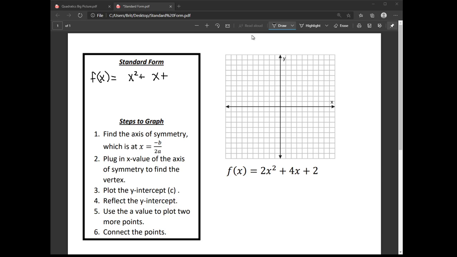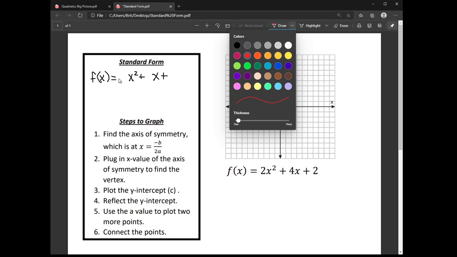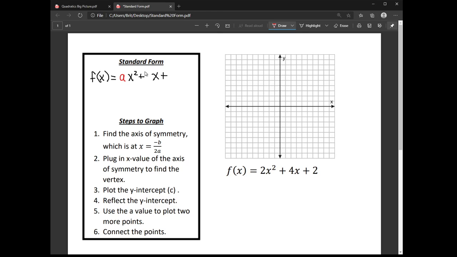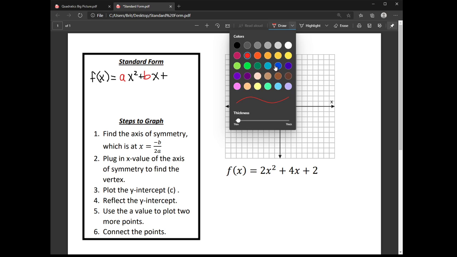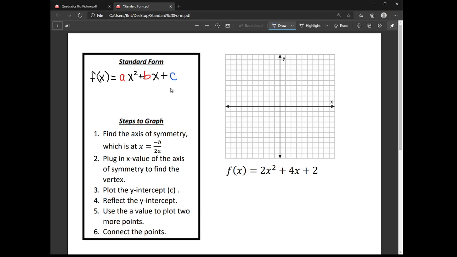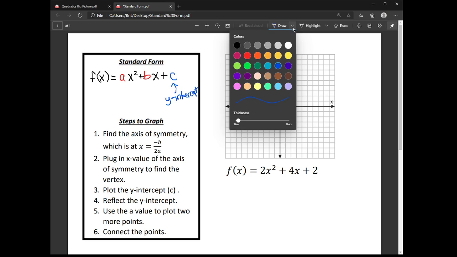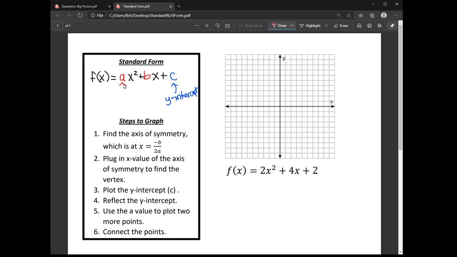So the standard form of a quadratic is a quadratic that is written in the form ax squared plus bx plus c, where c is the y-intercept, and the axis of symmetry is found using a and b with the formula x equals negative b over 2a. And again, that's for the axis of symmetry.